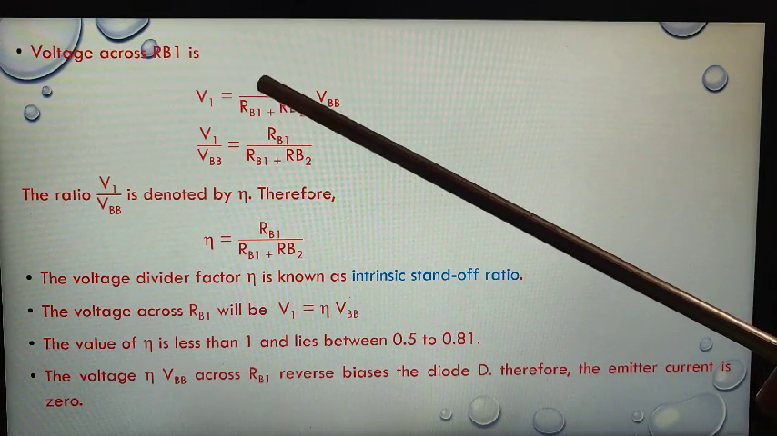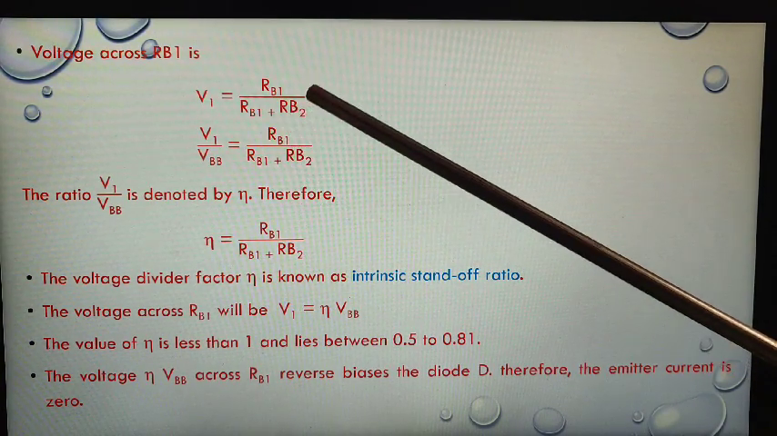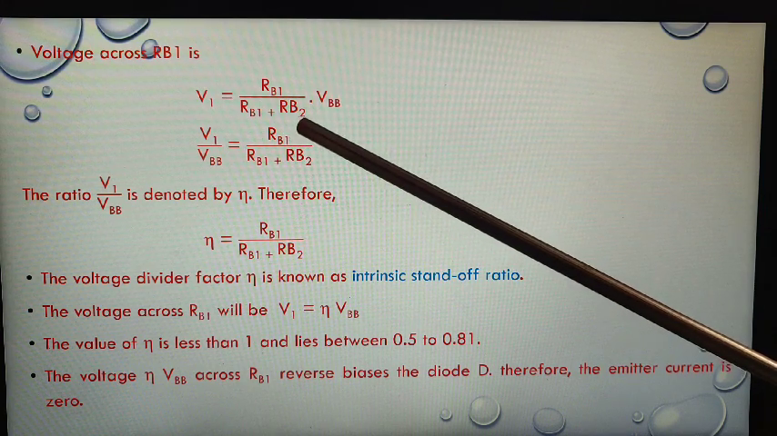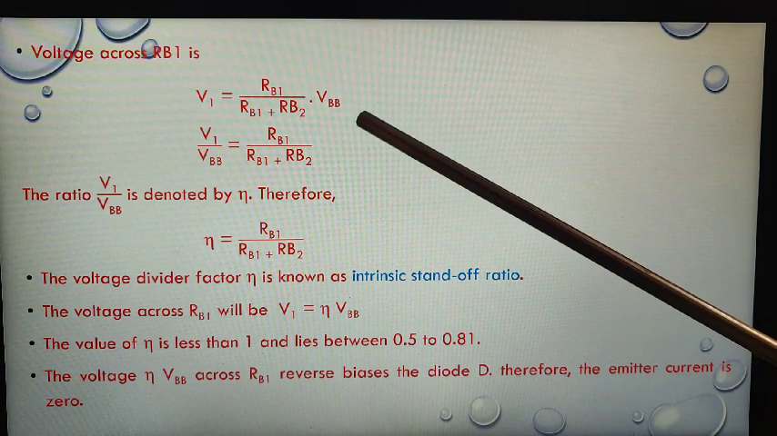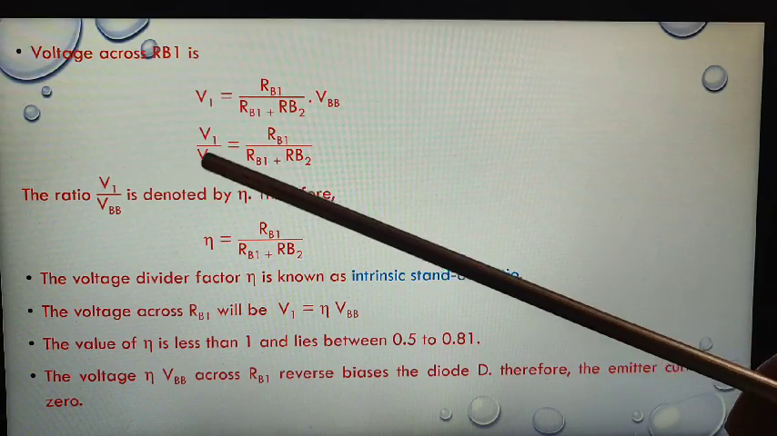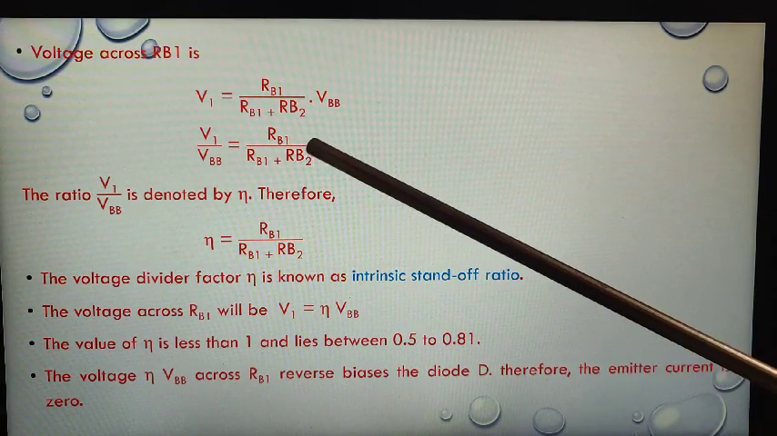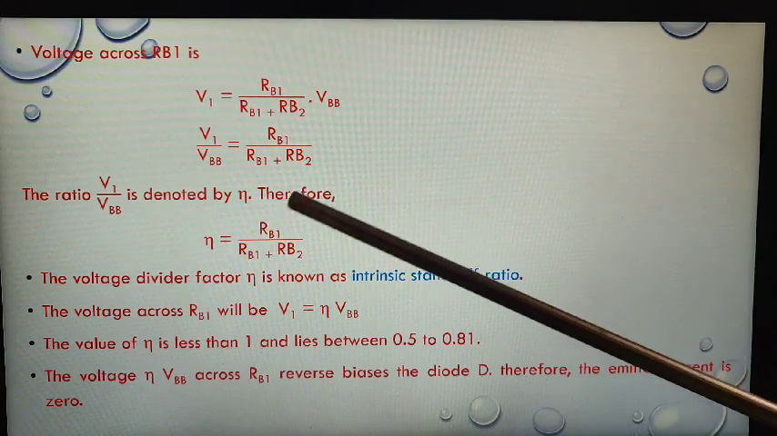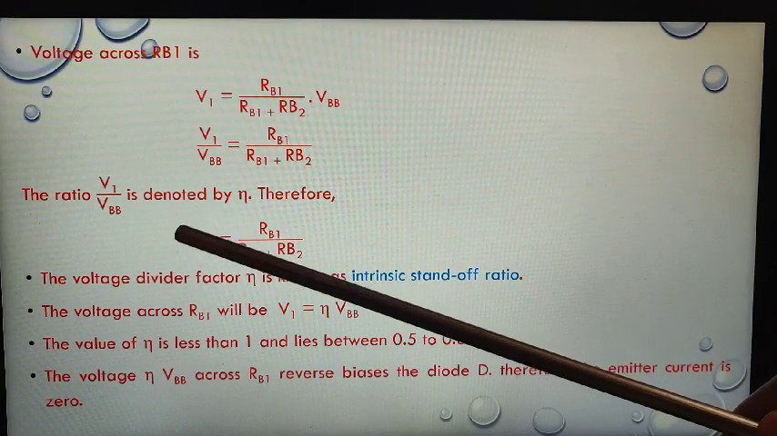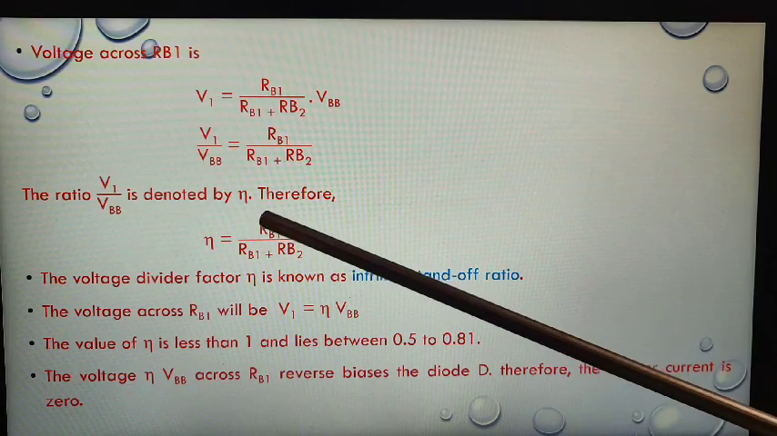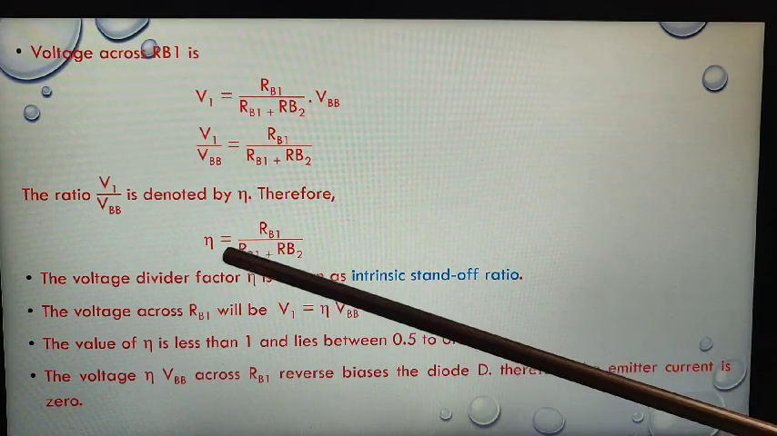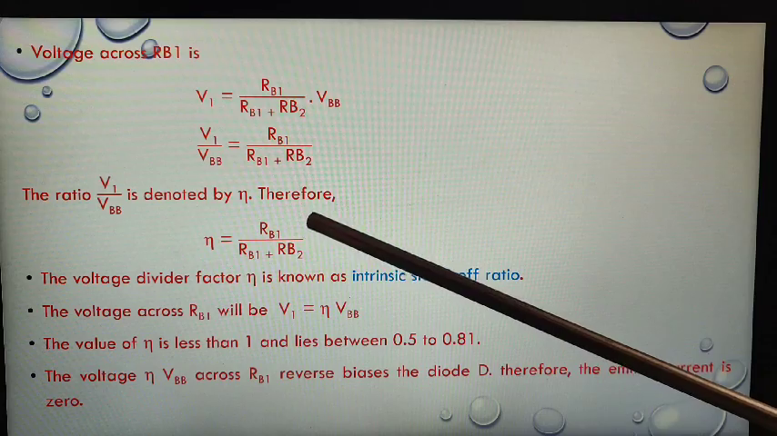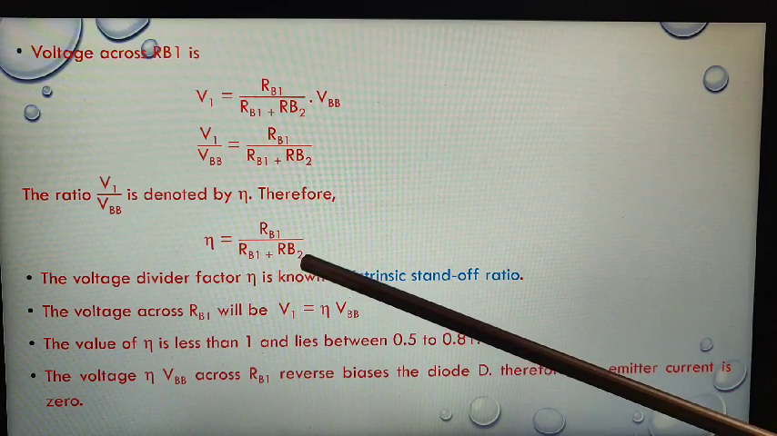Therefore, voltage across RB1 is V1 equal to RB1 upon RB1 plus RB2 into VBB. Therefore, we write V1 upon VBB equal to RB1 upon RB1 plus RB2. The ratio V1 upon VBB is denoted by eta. Therefore, eta equal to RB1 upon RB1 plus RB2.